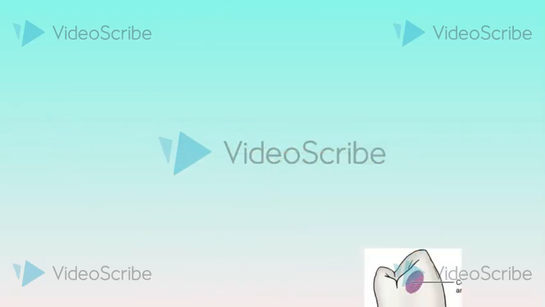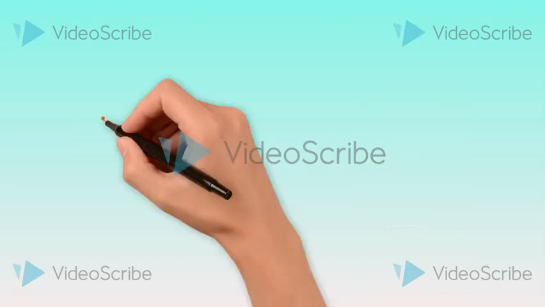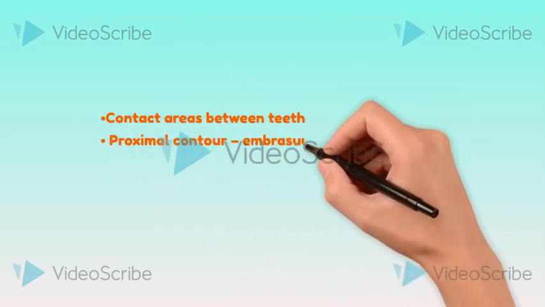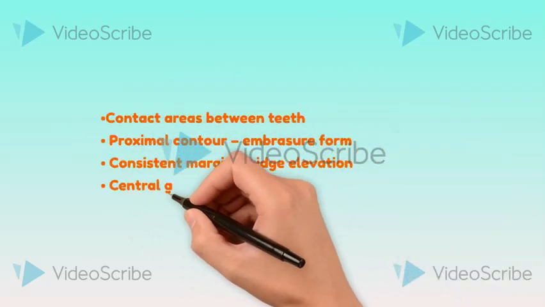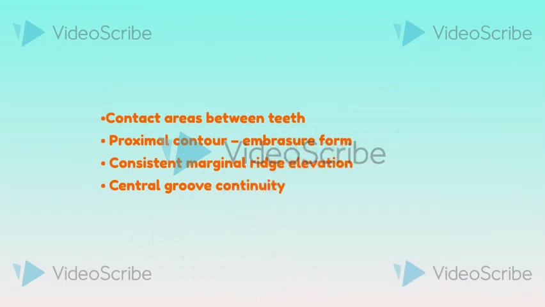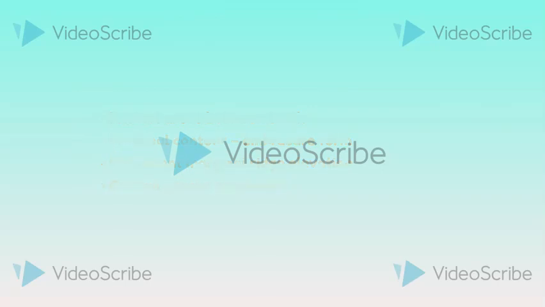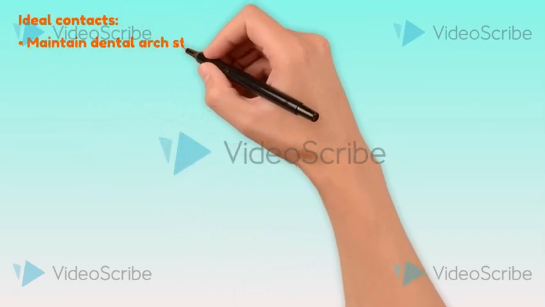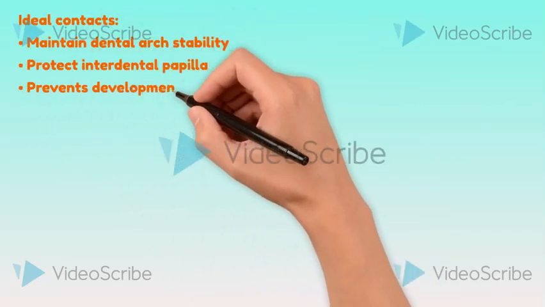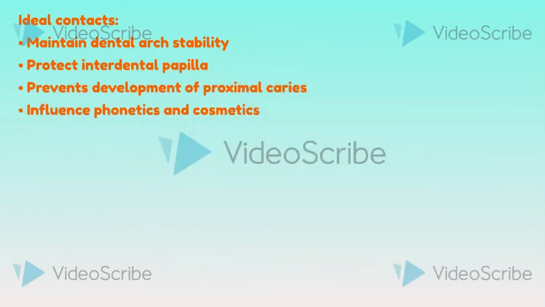Contact area consists of contact areas between teeth, proximal contour, embrasure form, consistent marginal ridge elevation, central groove continuity. Ideal contacts: maintain dental arch stability, protect interdental papilla, prevent development of proximal caries, influence phonetics and cosmetics.